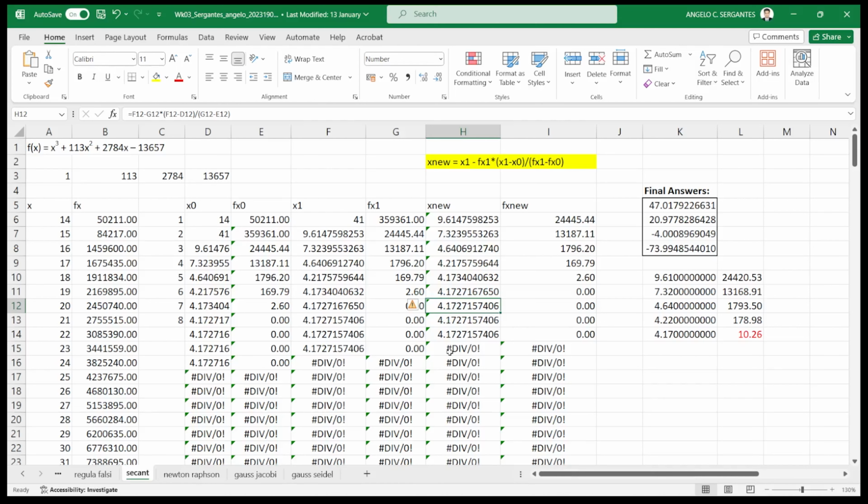To check if our answer is correct using the second method, we incorporate the function to solve in this template. With x sub 0 equal to 14 and x sub 1 equal to 41, our new x sub 2 stops at the 7th iteration, but it is also the same in the 8th iteration. So this is the answer, and it seems equal to the output of the calculator.